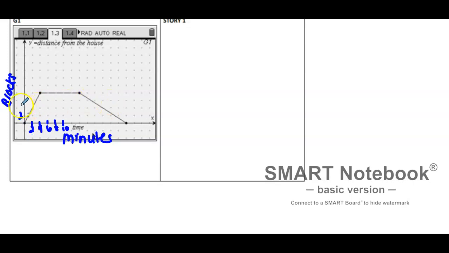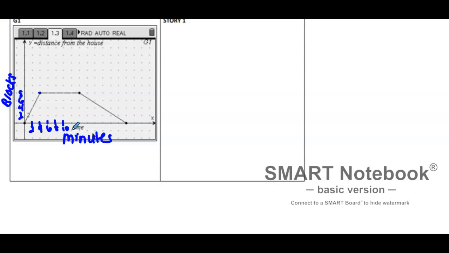So that would be 2 blocks, 4 blocks, 6 blocks, 8 blocks. So this point right here is representing that in 4 minutes she's traveled 8 blocks. So you're going to actually make a story that goes along with that, an interpretation of this, of Mrs. Smith taking her walk throughout the city. Or maybe a run. You'll have to figure that out.